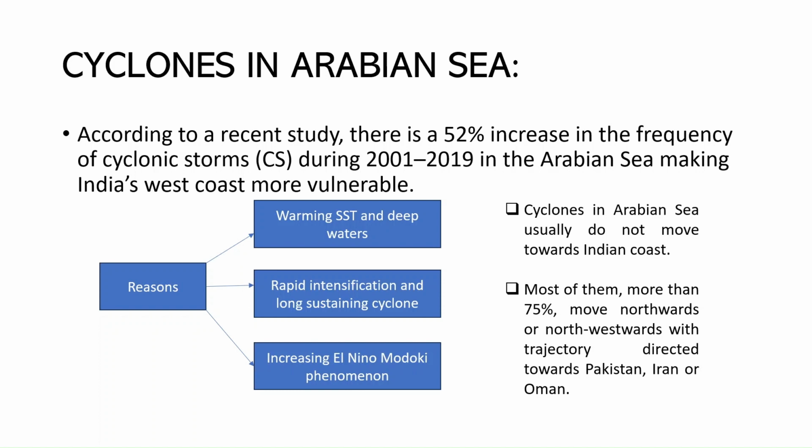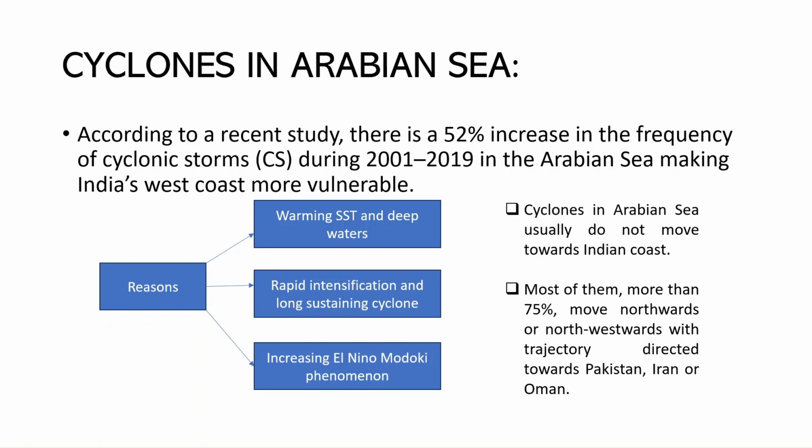This uncommon trajectory has raised concerns as cyclonic events or cyclones in the Arabian Sea typically steer away from the Indian coast. So what makes this situation even more interesting is a recent study that reveals a 52% increase in the frequency of these cyclonic storms in the Arabian Sea during the year 2001 to 2019. And this shift in cyclone pattern has rendered India's western coast more vulnerable to their impact, isn't it?